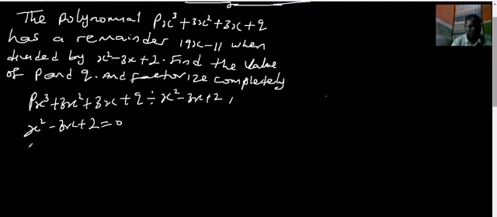So what you have here is to factorize x squared minus 3x plus 2. You need two factors that if you add them together, you get minus 3, and if you multiply them together, you get 2. So what are the factors of 2? They are 1 and 2. Since this is minus, you place minus here and here. So minus 1 plus minus 2 gives you minus 3, and minus 1 times minus 2 gives you 2.